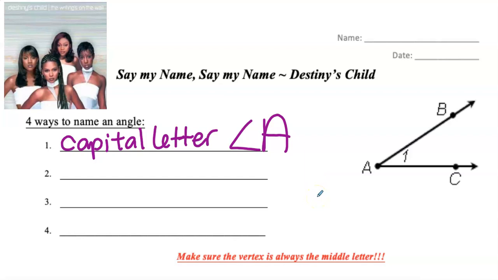The second way to name an angle is with a number. So for example, I would have angle 1, because that would match this angle 1 over here. The other 2 ways are with 3 letters.